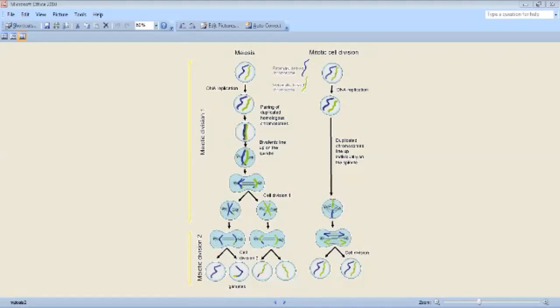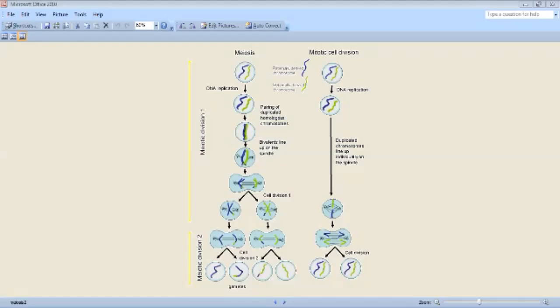So four cells are formed in one meiosis cycle, while one mitotic cycle will give only two identical daughter cells, while in the meiosis, four non-identical cells. So meiosis is different from the mitosis. So we will discuss it in the next lecture, the further reproductive meiosis.